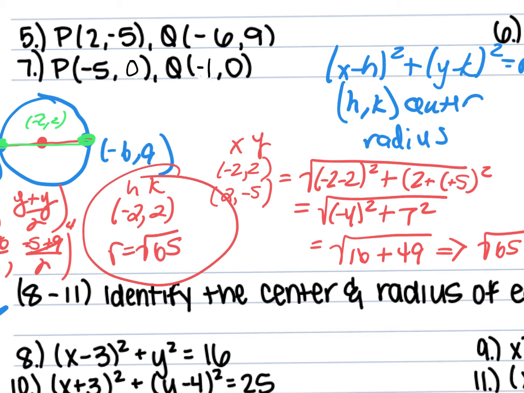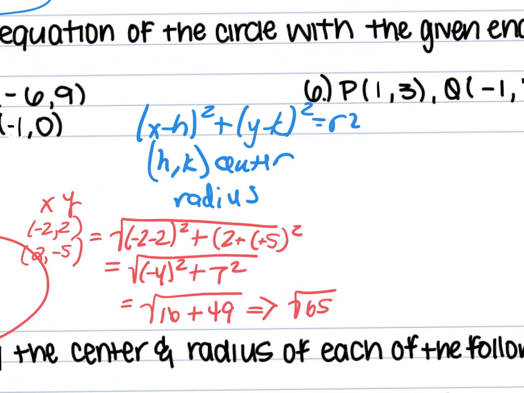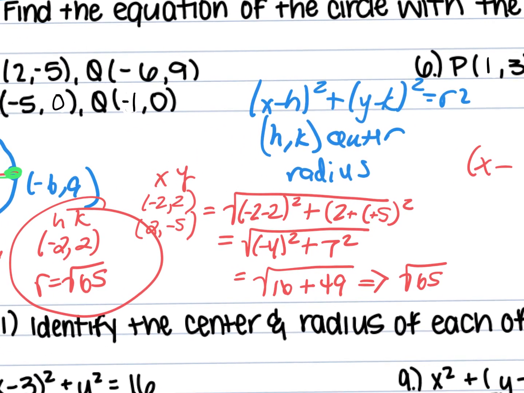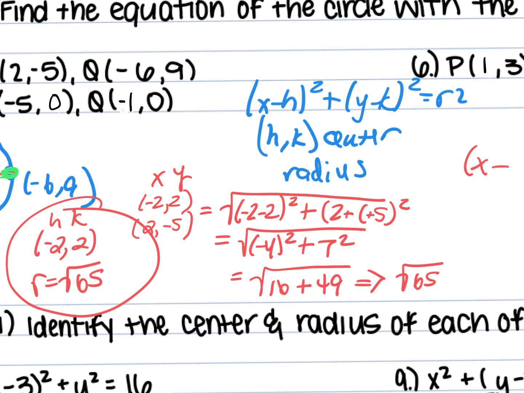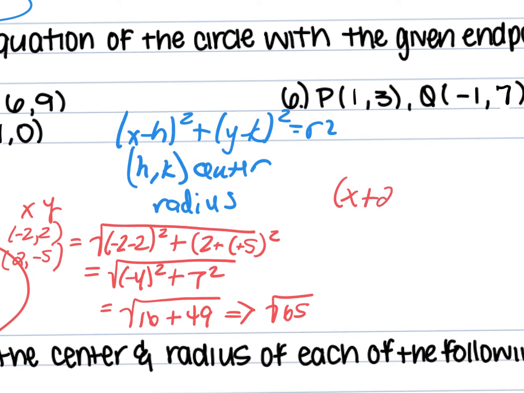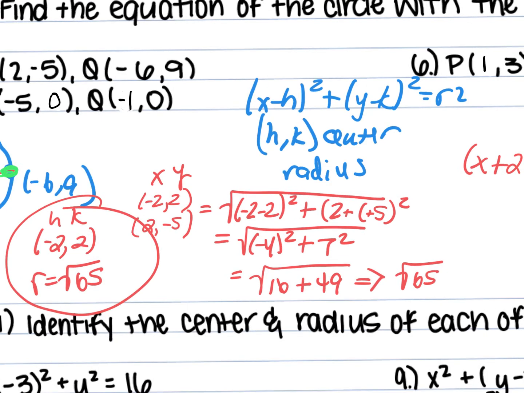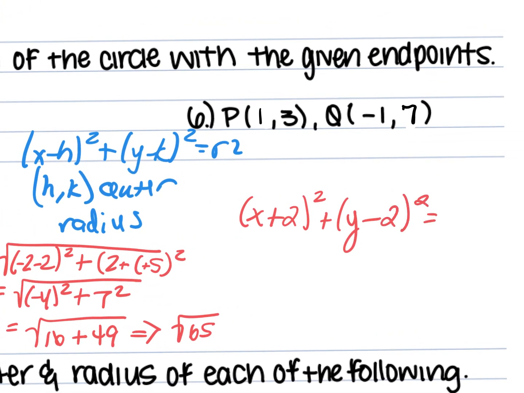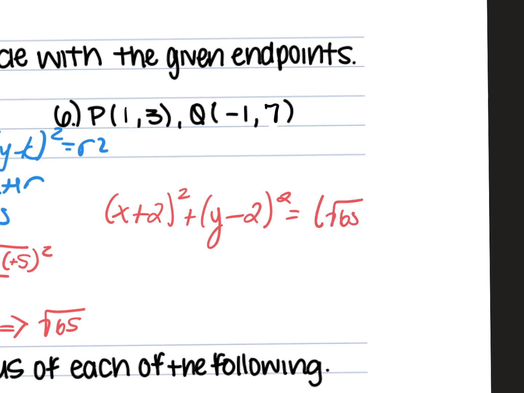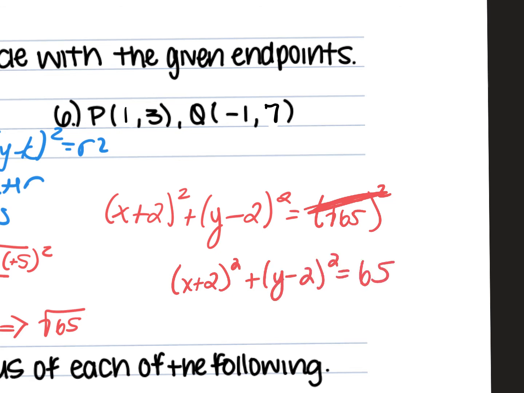Now, have I written the equation of my circle yet? No. The equation of my circle is x minus h. What's the h part of my center? Negative 2. So minus a negative gives me plus 2 squared. And then I have plus y minus, what's the k part? Positive 2. Good. So that equals my radius, which is the square root of 65, and I have to square it. What happens when you square a square root? It cancels out. So your equation should read x plus 2 squared plus y minus 2 squared equals 65.